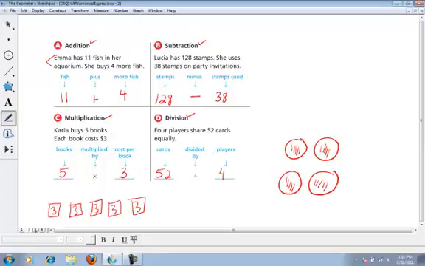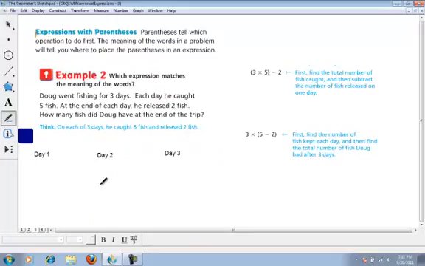Well, let's move on and look at some more. Now we're going to look at expressions with parentheses. If you remember back when we were learning about the associative property, we learned about parentheses. And parentheses tell which operation to do first. The meaning of the words in a problem will tell you where to place the parentheses in an expression. So you have to read carefully.